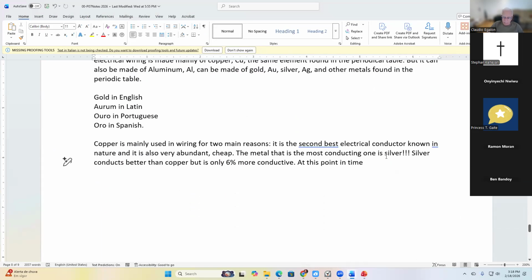At this point in time, silver is costing around $100 per troy ounce, and gold is costing around $5,000 per troy ounce, whereas copper, we saw what, 574, right? 570.